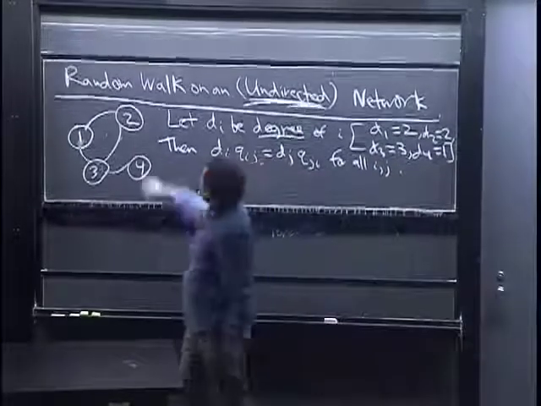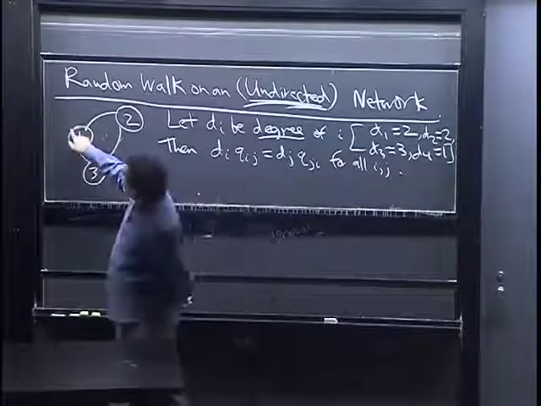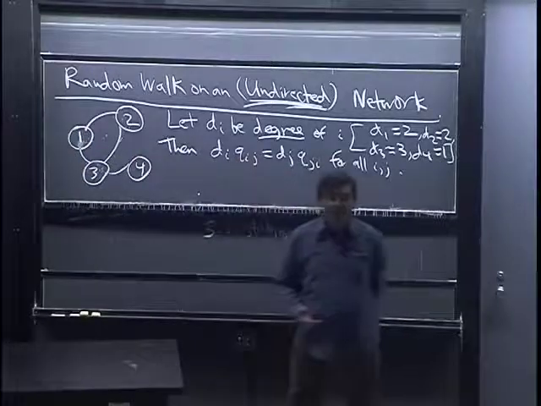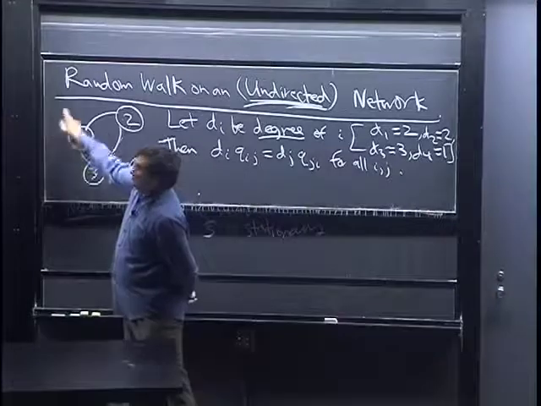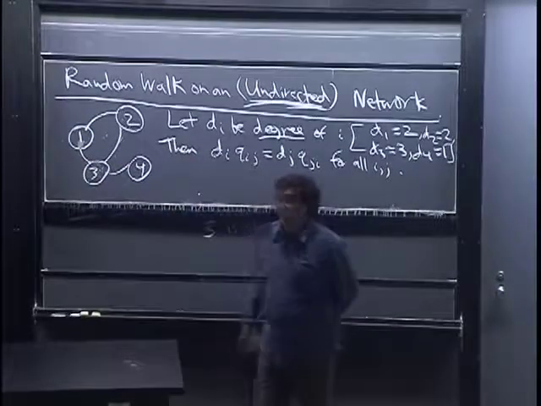Oh, by the way, I drew this without loops. That is, I don't want edges from one node to itself. You can generalize and extend this to handle loops if you want, but right now I'm assuming there are no loops, meaning no edge from a node to itself.